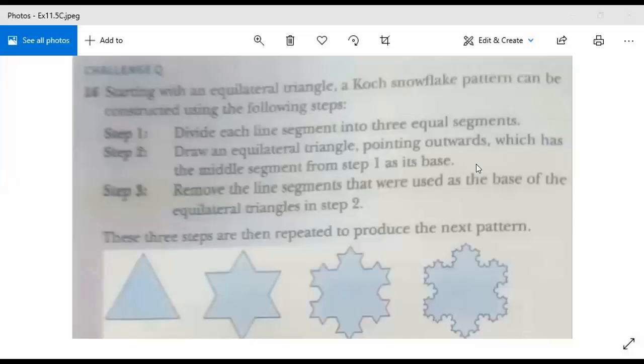Exercise 11.5 and question number 16. Starting with an equilateral triangle, a Koch snowflake pattern can be constructed using the following steps.